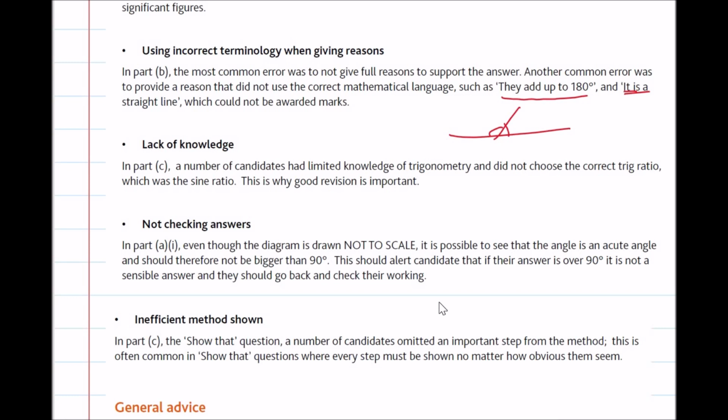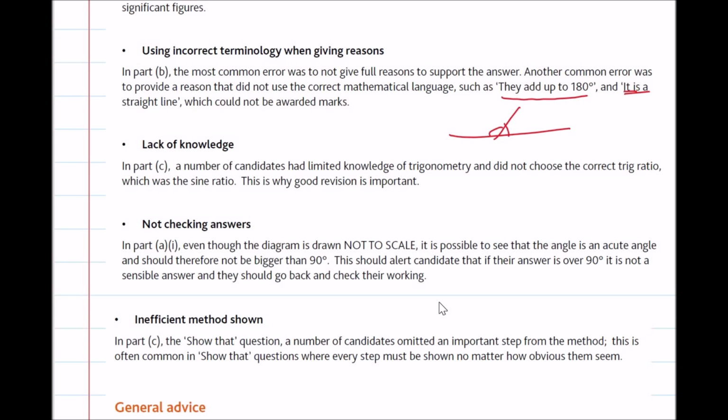In part C, a number of candidates had limited knowledge of trigonometry and did not choose the correct trigonometric ratio, which was the sine ratio. This is why good revision is important. So, you should revise well so that you will remember which trigonometric ratio to use in the particular question. Okay. Generally, the students choose an incorrect ratio and they get wrong answers.